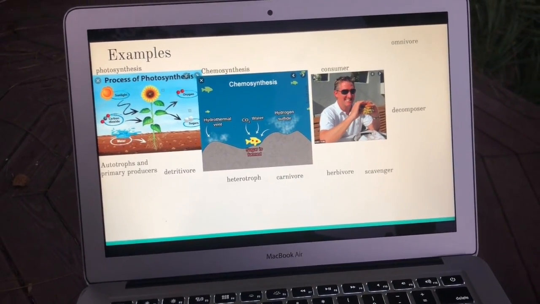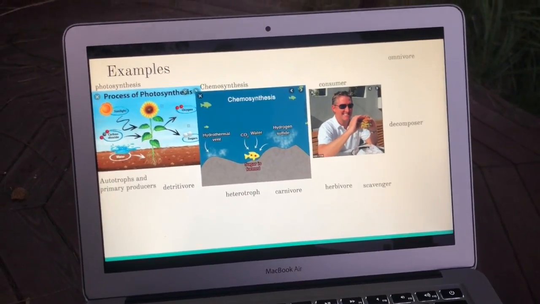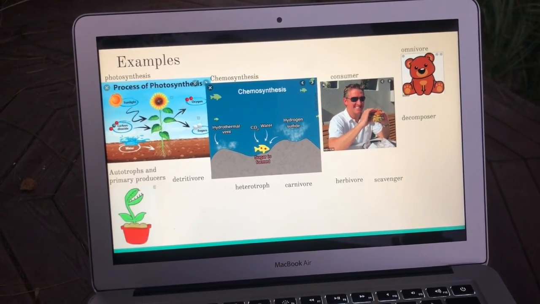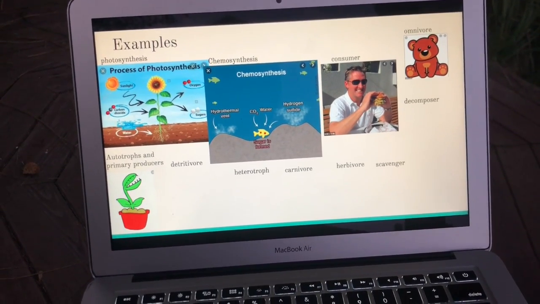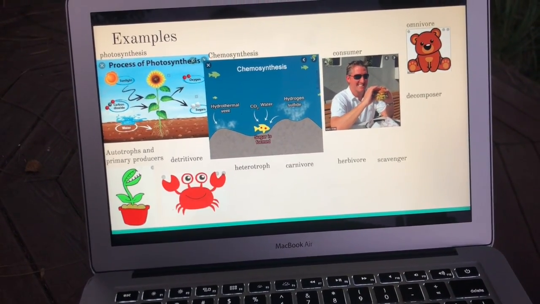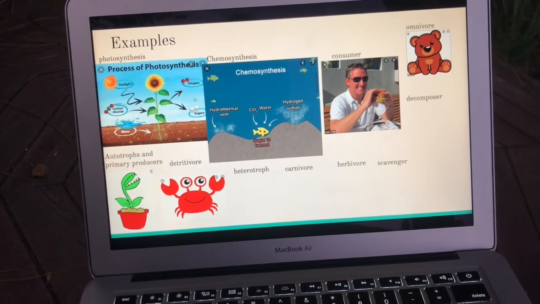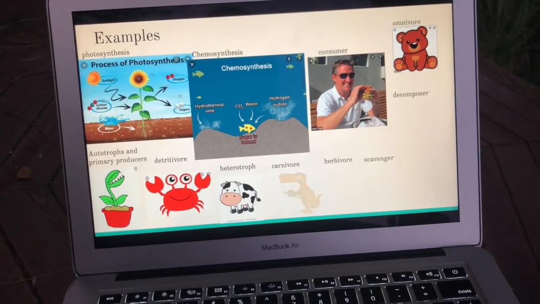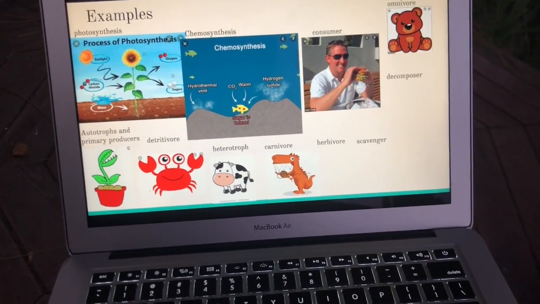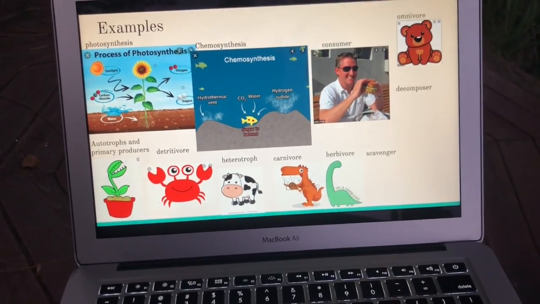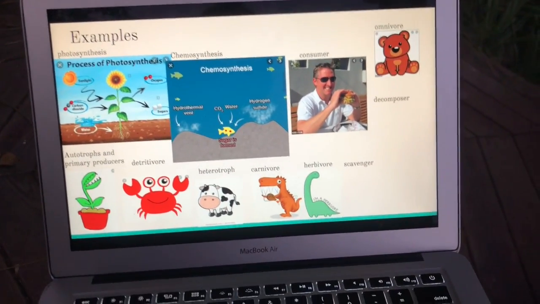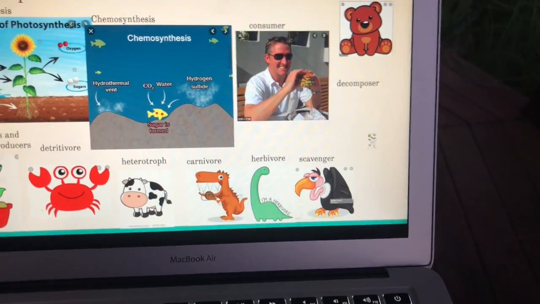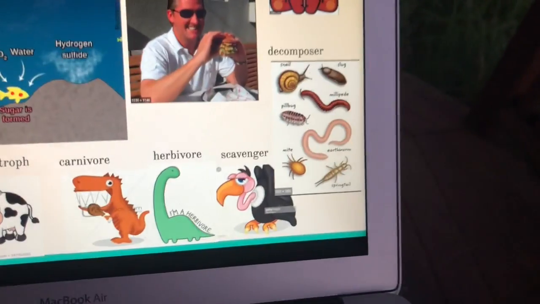This is a picture of a consumer. This is an example of an omnivore. This is an example of an autotroph and a primary producer. This is an example of a detritivore. This is a type of heterotroph. This is a carnivore. This is a type of herbivore. And this is a scavenger. And lastly, these are types of decomposers.